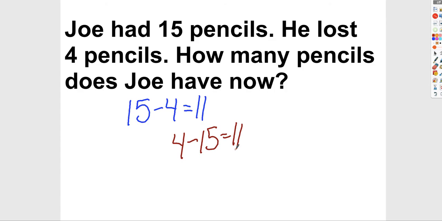You have to start with a bigger number because you're taking something away. And you can't take something big from something that is small. So if you start with something small, like 4, you cannot take the bigger number, 15, away from it. So you always, always, always have to start with the bigger number. Okay? All right. Let's try one more here.